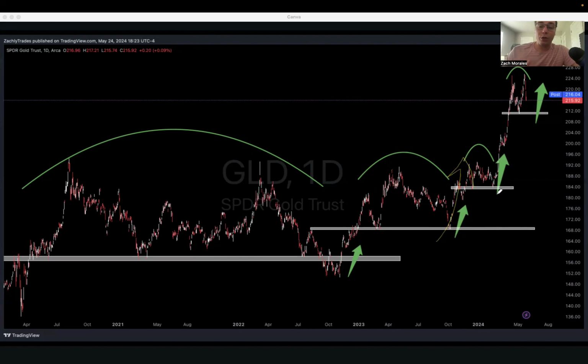The reason these moves oftentimes are so fast and explosive, I mean, look how fast this is, right? It's almost like a vertical straight line up. Same thing over here, almost a vertical straight line up. It's because shorts are also getting squeezed out of this, right?